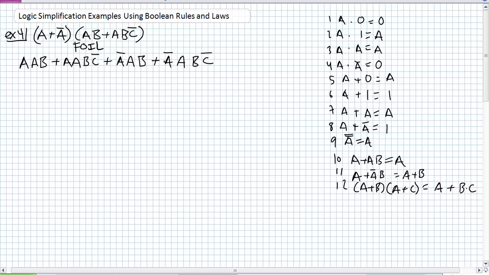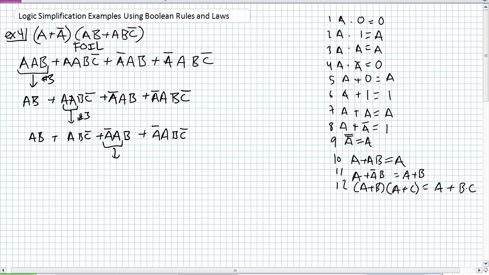Are there any things in here that you can recognize as some of the Boolean laws? Well, right there, that is rule number 3, AB. What about right here? Rule number 3. What about this? Something ANDed with its complement. That's number 4.